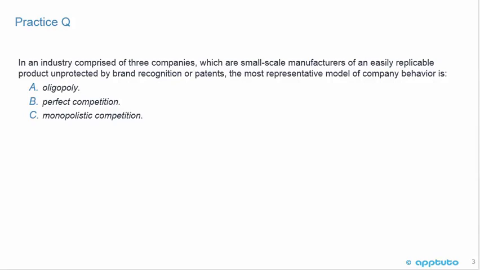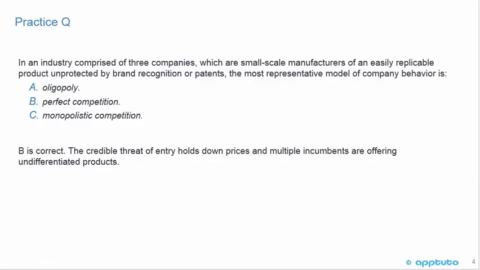The first one: in an industry comprised of 3 companies, which are small-scale manufacturers of an easily replicable product, unprotected by brand recognition or patents, the most representative model of company behavior is A, oligopoly, B, perfect competition, or C, monopolistic competition. The correct answer is B.